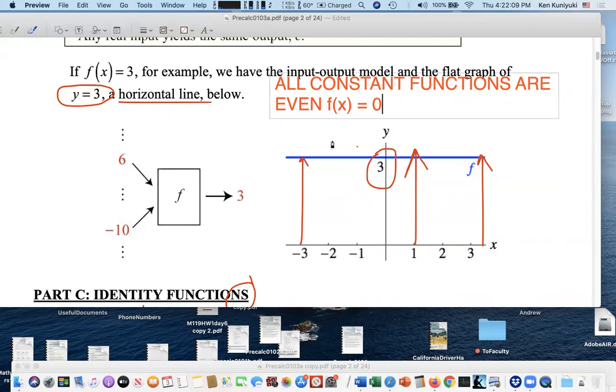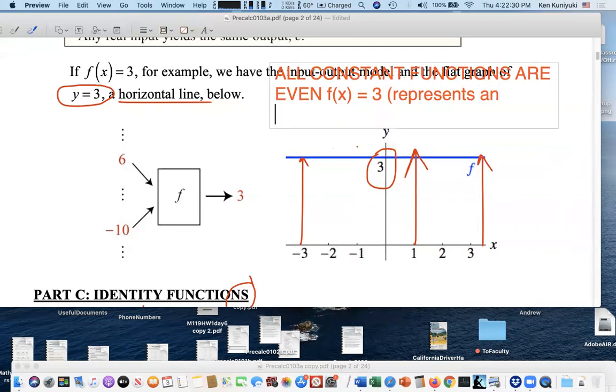That might sound strange because if I say f of x equals 3, you might be saying, wait a minute, isn't 3 an odd number? Yes, 3 is an odd integer, but we don't care. We don't distinguish between even and odd integers. 3 is a constant. All constant functions are even functions. I don't care that 3 is an odd integer.